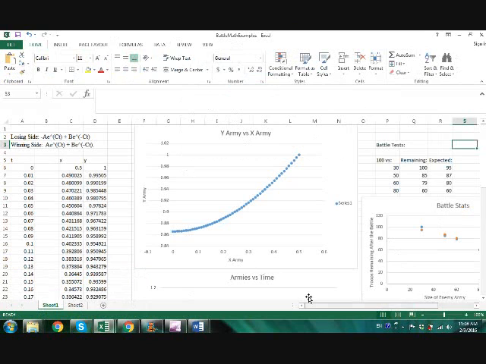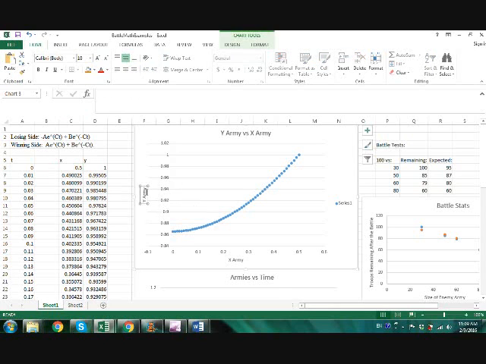I made an example battle where the size of the Y army, which wins, is equal to 1 at the beginning of the battle. You could treat it as like 1,000,000 or 1,000 or something. It doesn't really matter. And the X army is half as big. And when you plot the X army versus the Y army, the battle starts out here, and with time it sort of moves like this. So it's a hyperbola, like I told you.